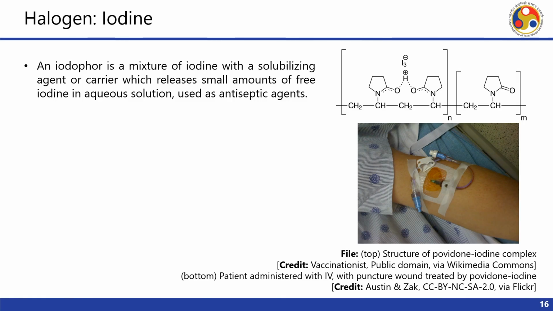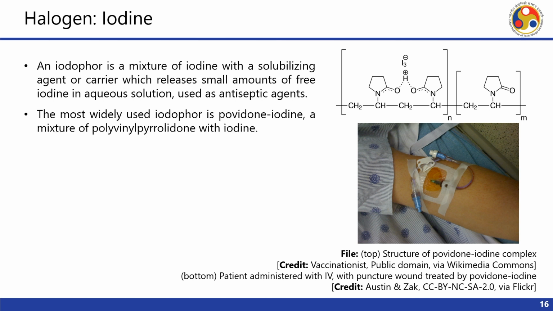Another halogen that is used as a disinfectant agent is iodine. An iodophore is a mixture of iodine with a solubilizing agent or carrier, which releases small amounts of free iodine in aqueous solution, used as antiseptic agents. So, you can see here the structure of the povidone iodine complex in this particular figure, which is being used as a disinfectant in medical clinics.